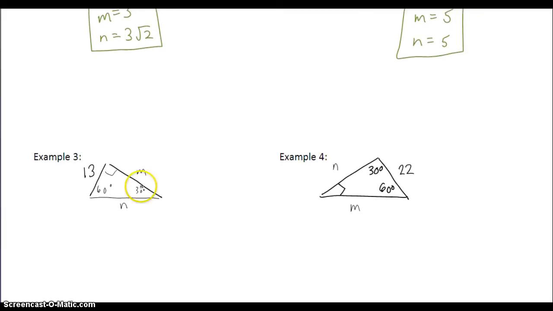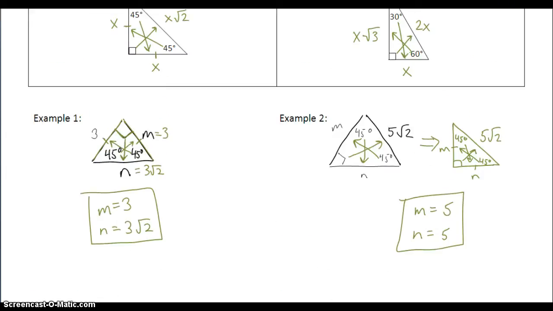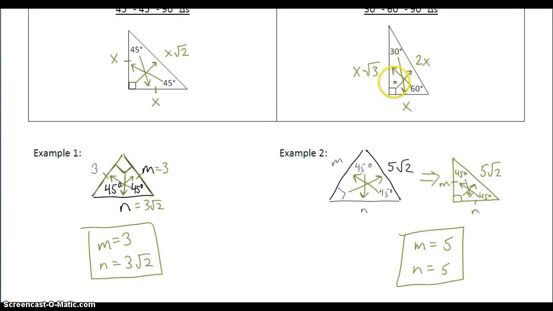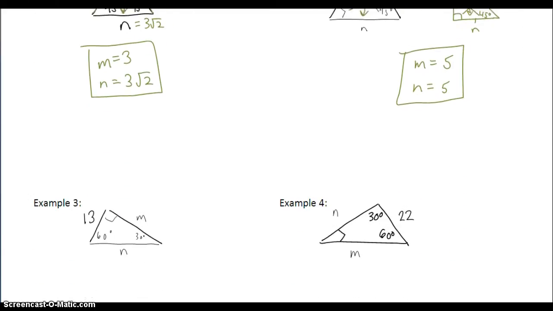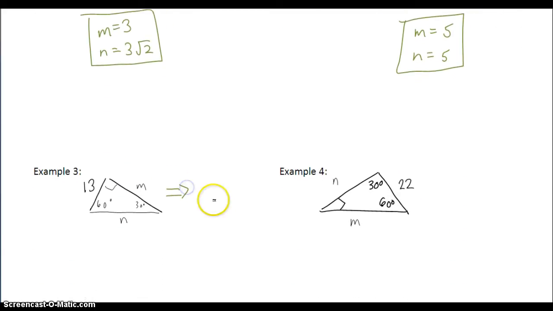Example 3 is not oriented like my formula. In a 30-60-90 triangle, you're going to always want to redraw the triangle so it looks like your example. It will just make your life a little bit easier. My 30-degree angle will be here and my 60-degree angle will be here, so I look like my formula. And across from my right angle is my hypotenuse, n. Across from my smallest angle, 30 degrees, will be my smallest side, 13. And across from my 60-degree angle will be m.